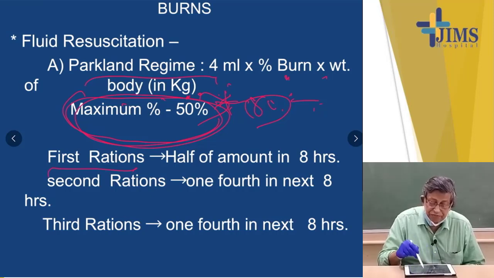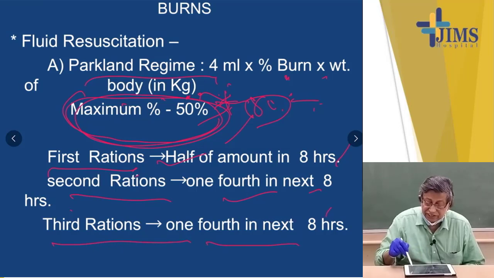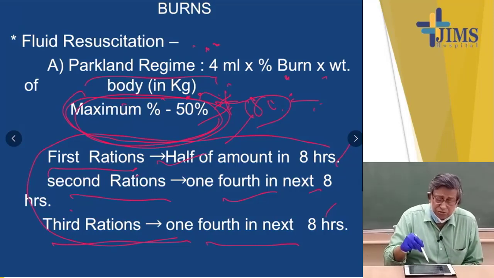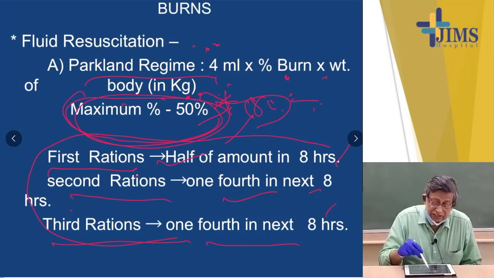So, it will be administered in 3 rations: half of the amount in the first 8 hours, the second ration, 1/4, in the next 8 hours, and the third ration, 1/4, in the next 8 hours. This is very important. So, we calculate the fluid for the first 24 hours. This time will be calculated from the time of burn, not from the time of admission.